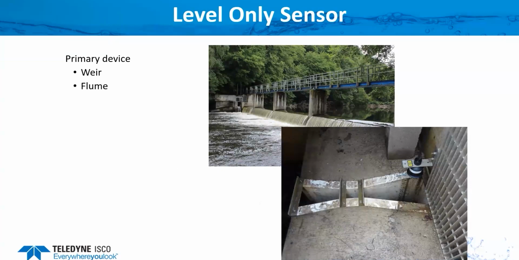So with the level-only sensor, it's good to use a primary device for accurate flow calculations. Manning's formula can be used, but it's a little less accurate, because level-only sensors, such as the ultrasonic and the bubblers, read level, which is great for indicating that there's been a surcharge or an overflow detection, because they can tell you that there's been an increase in flow, but they do not tell you if there's reverse flow or surcharging.